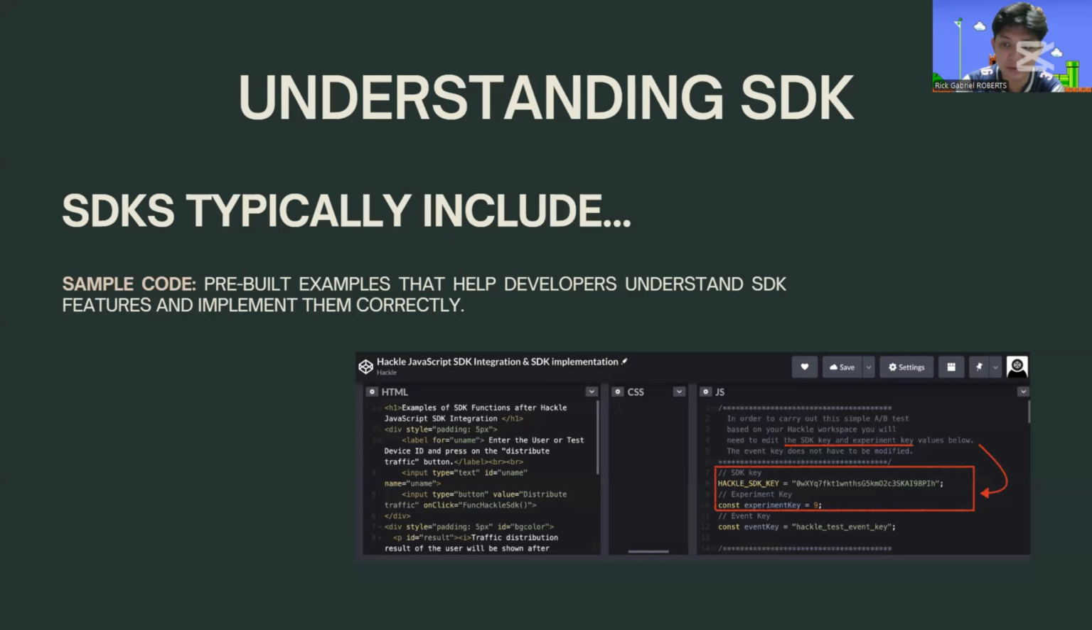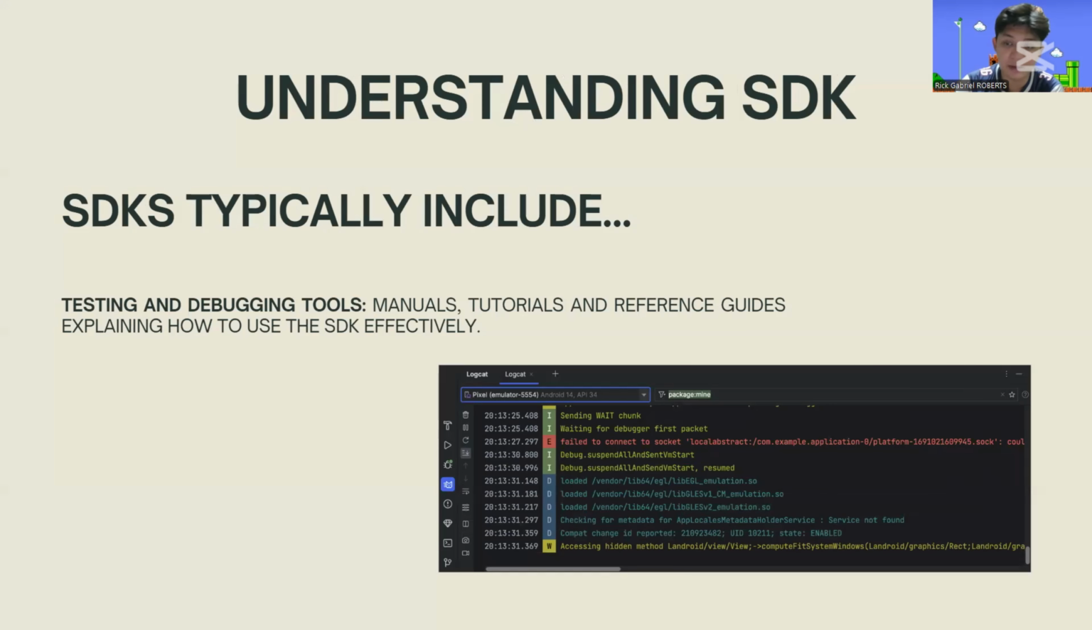Now, sample code. Sample code consists of pre-written examples that demonstrate how to use an SDK's features correctly. So these code snippets help developers understand the implementation, saving time and reducing errors. So they serve as practical references showing best practices for integrating functionalities like authentication, data retrieval, or API calls within an application. And lastly, we have the testing and debugging tools.